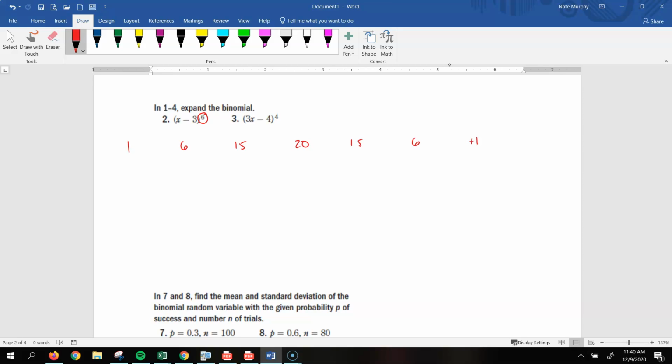Don't need that anymore, so I'm just going to put my pluses to the left of these. So I'm going to do this in a couple different steps. The next step is we're just going to start out with x, and we'd have x to the 6th power, and then that's going to go in descending order.